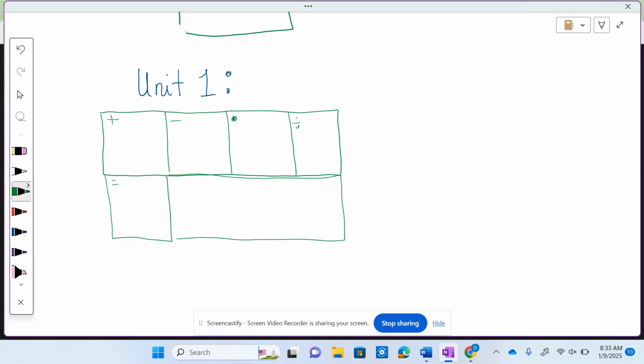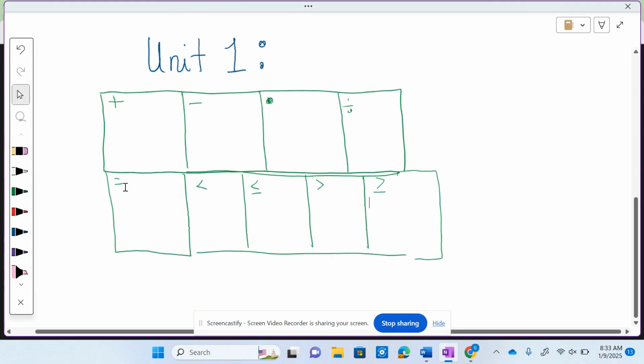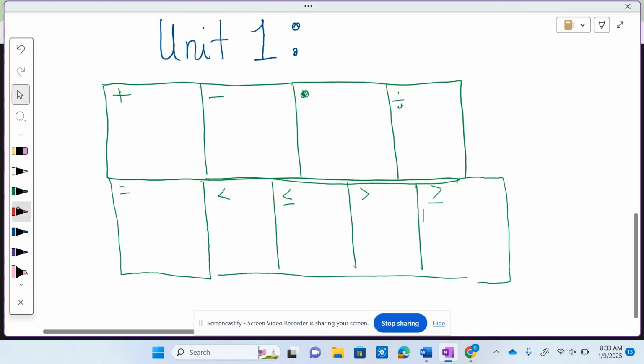Do we need the inequality symbols? Do you guys need those words? You would like them? Okay. So less than or equal to, greater than, or equal to. So let's think of some words that mean addition. Sum. That's probably the biggest addition word.